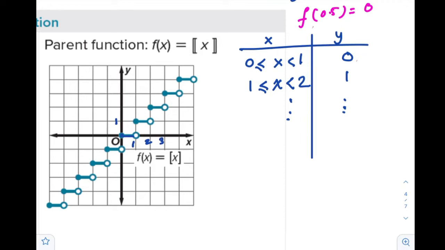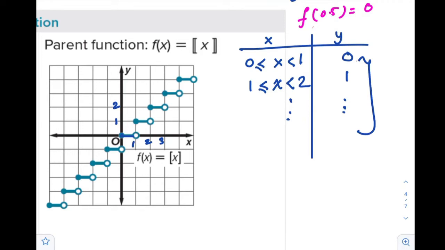From 2 to 3, it has the value of 2. And this will take this model of a step, like stairs, like a ladder. So this is how we know the greatest integer function. And as you see here, the y values will always be integers. So this explains why the range will be just integers.